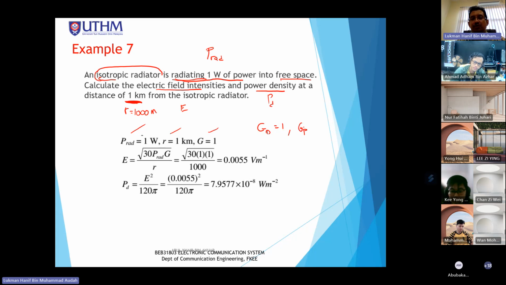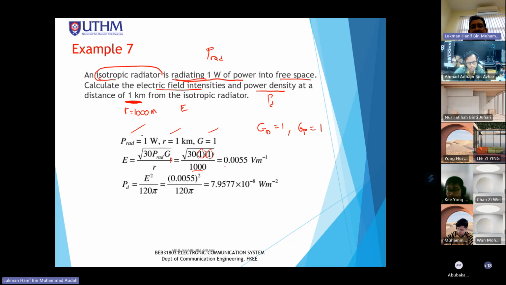GP is also equal to 1 because we are using an isotropic antenna. So the E field is equal to the square root of 30 times P radiation times G. If we use the P radiation, that means this is a GD. Divide by the distance from the antenna, which is 1 kilometer, so we put here 1000. P radiation is 1 watt, gain is 1.